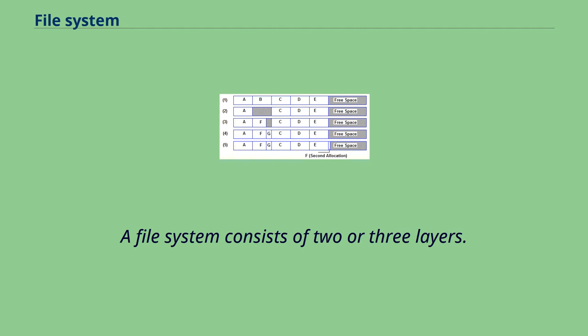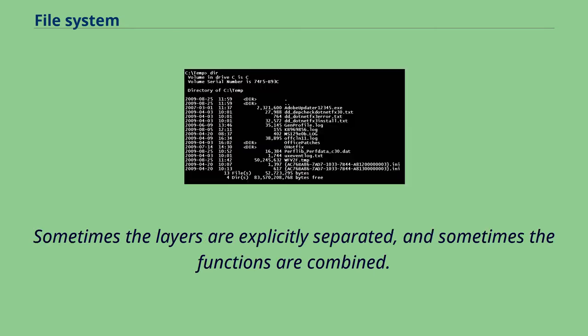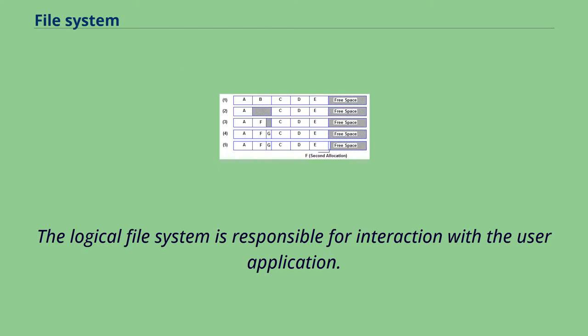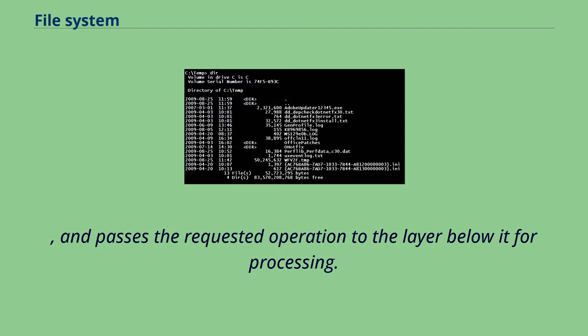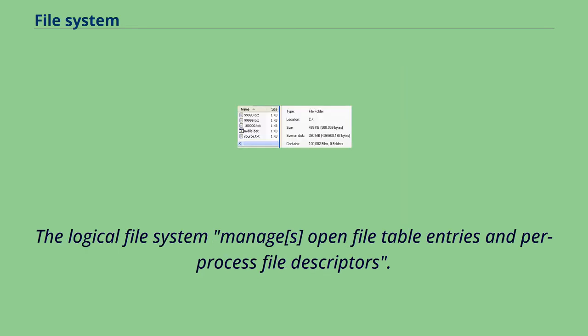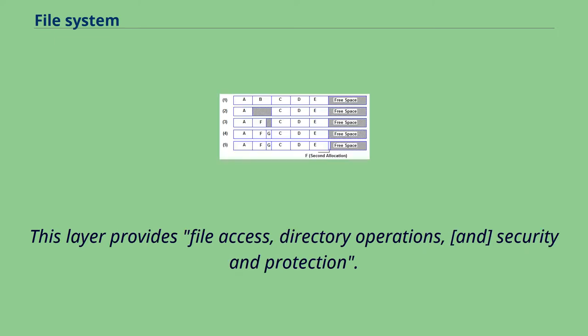A file system consists of two or three layers. Sometimes the layers are explicitly separated, and sometimes the functions are combined. The logical file system is responsible for interaction with the user application. It provides the application program interface for file operations, open, close, read, etc., and passes the requested operation to the layer below it for processing. The logical file system manages open file table entries and per-process file descriptors. This layer provides file access, directory operations, and security and protection.